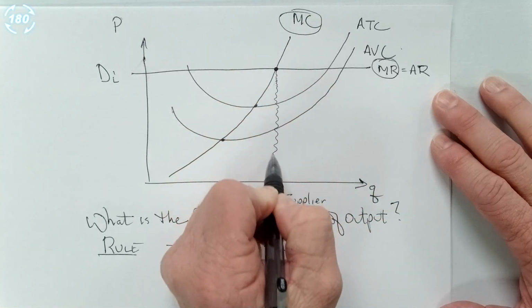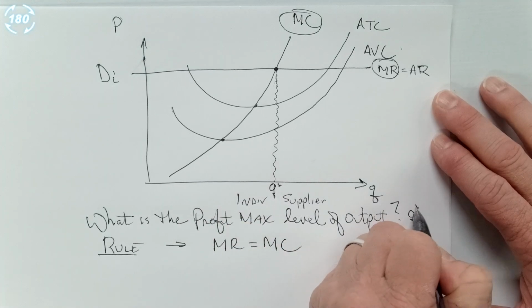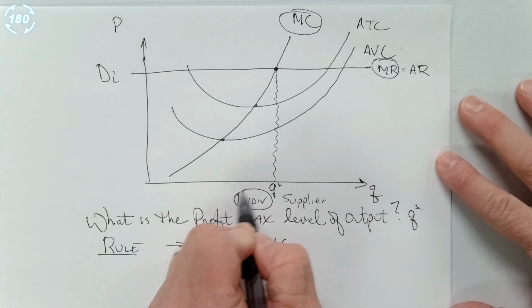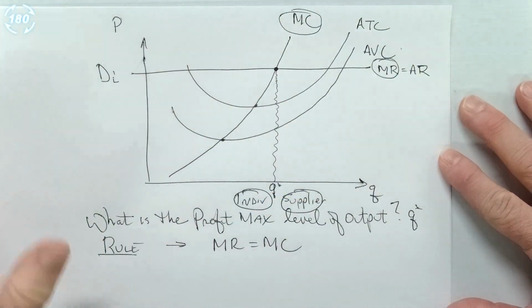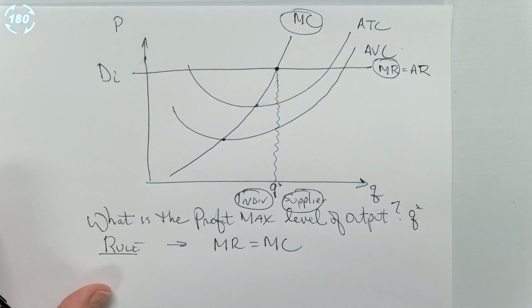So I'm going to go down here and put a Q star here. That's your profit maximizing output. I'll put Q star there. That's a special level of output for this individual supplier, okay? Individual supplier, not the market. All these are individual curves. These are individual cost curves. That's the individual demand curve.